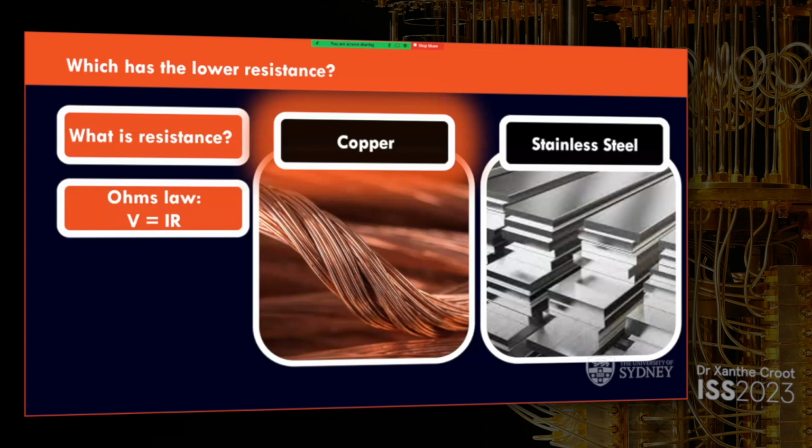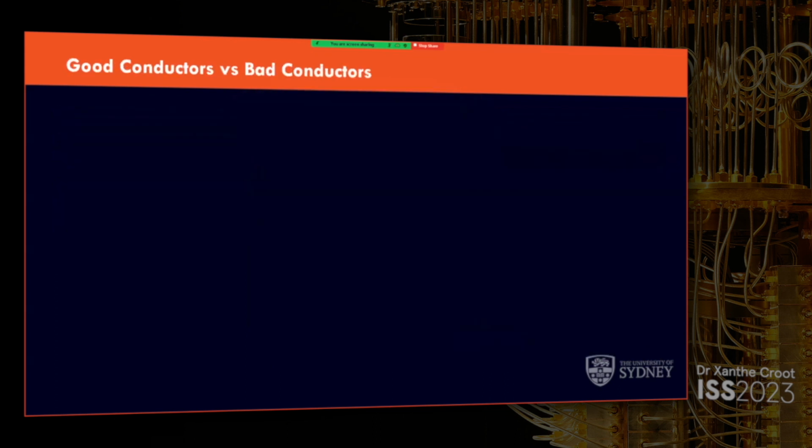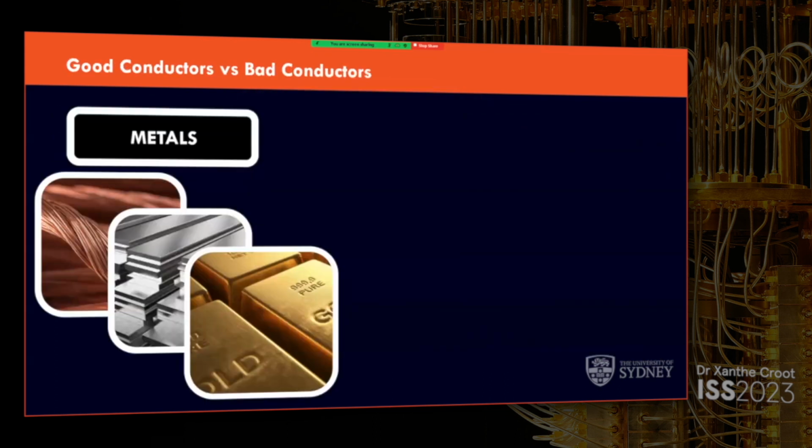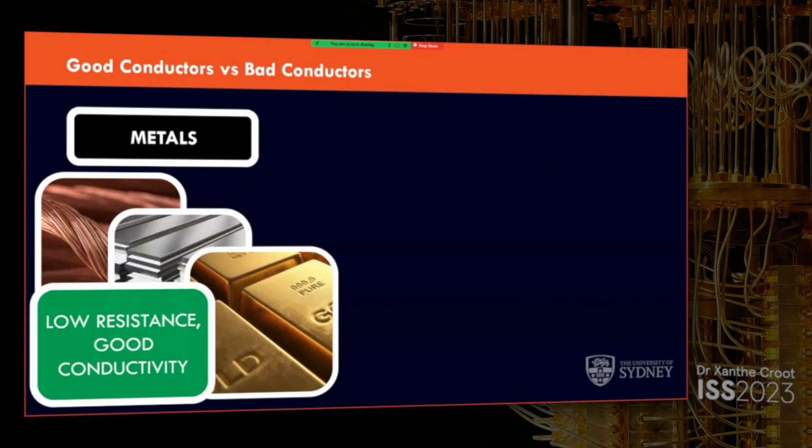Excellent, yes. Actually, there's a lot of science that goes into why copper has a higher conductivity or lower resistance than stainless steel. But they're both metals, and they both have quite good conductivities or low resistances, but copper is slightly better. Okay, so there are good conductors, which you have an intuition for, and these are basically metals.